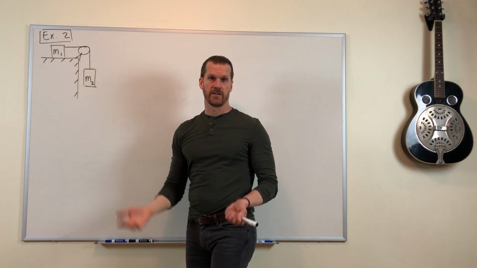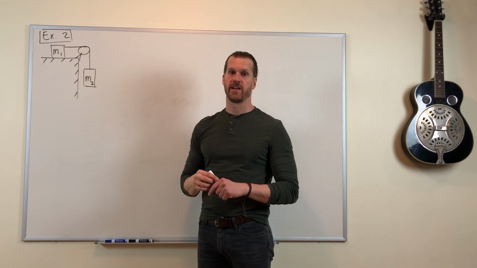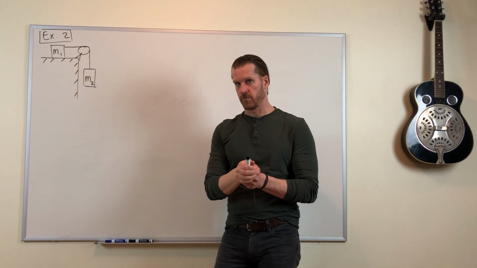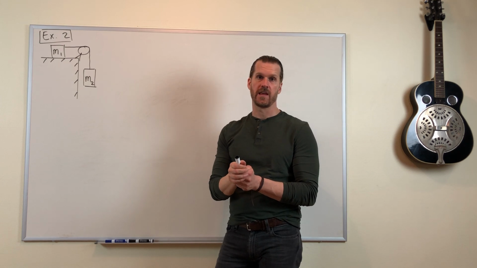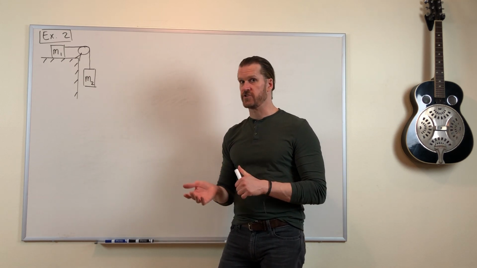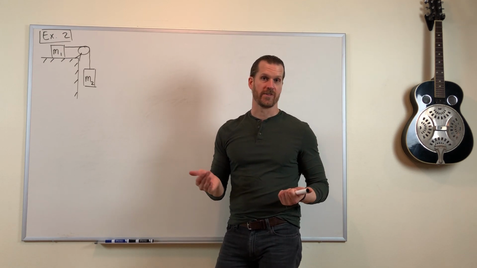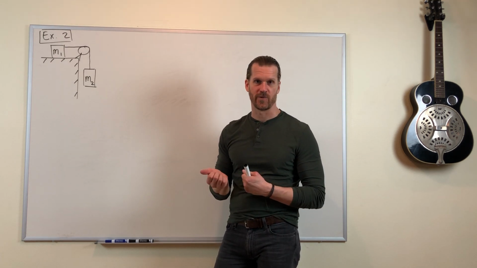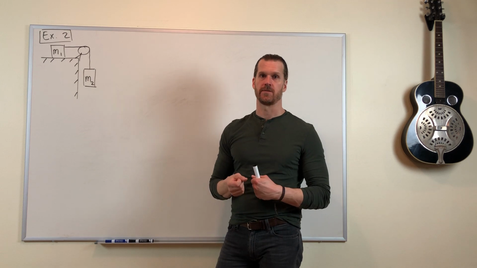So this is, again, a system of connected objects. This time, the objects are connected with a rope. And the thing to know about ropes is that the tension force is the same everywhere on the rope. And the acceleration is the same everywhere on the rope. If that weren't the case, then different parts of the rope would be moving at different rates, and the rope would be stretching or breaking or something.